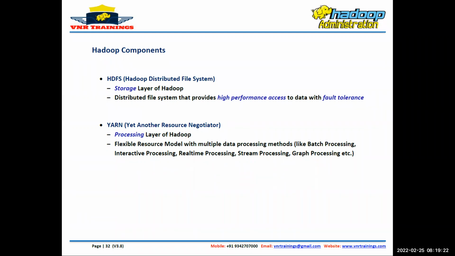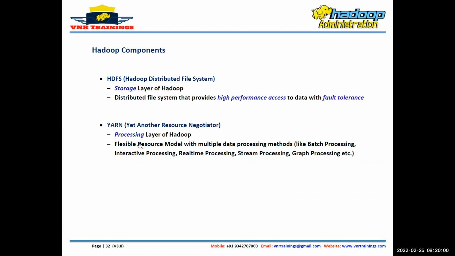What is fault tolerance? Since you are maintaining the replica of each block, even if one disk is corrupted or damaged, you can still retrieve the data from another disk. Yes or no? Here each file block is stored on 3 disks by default. Clear? So this is how we are getting high performance access to data with fault tolerance.